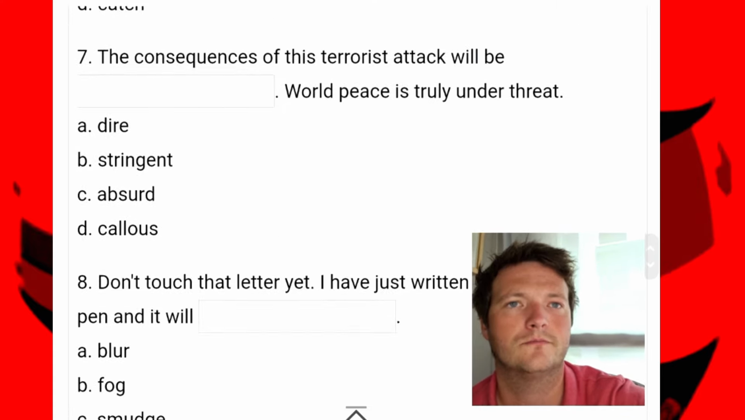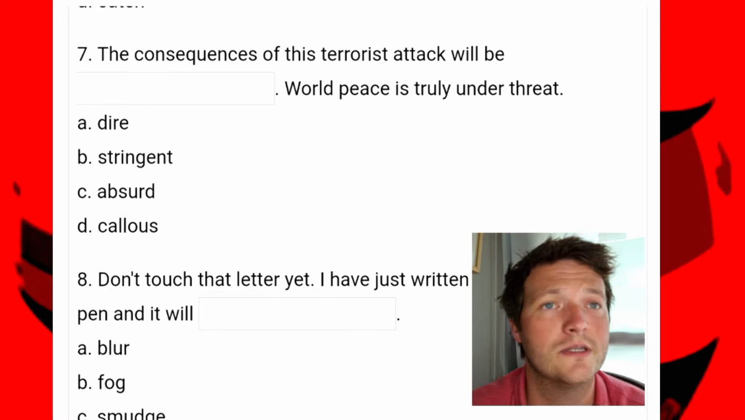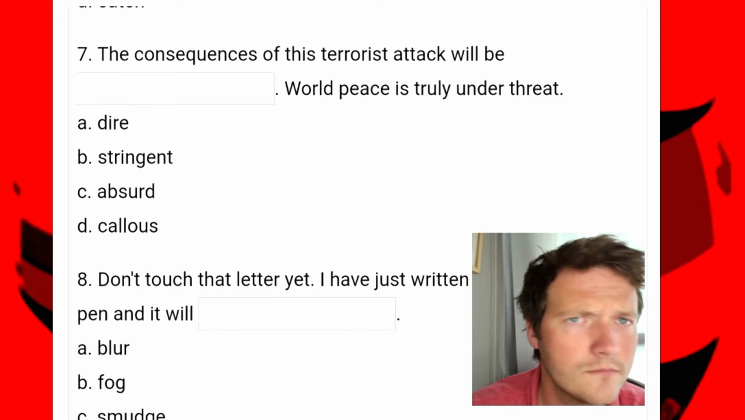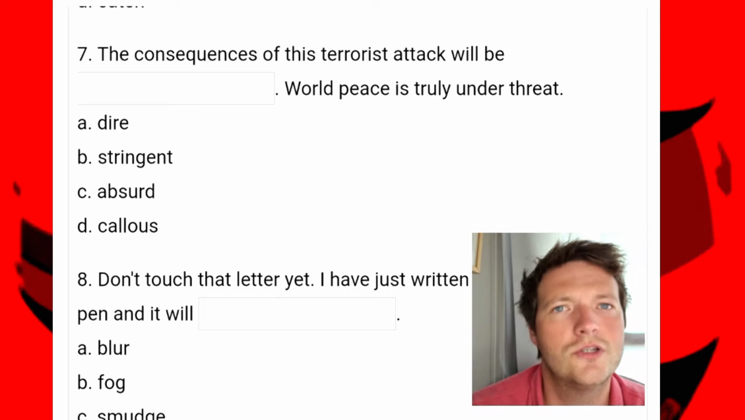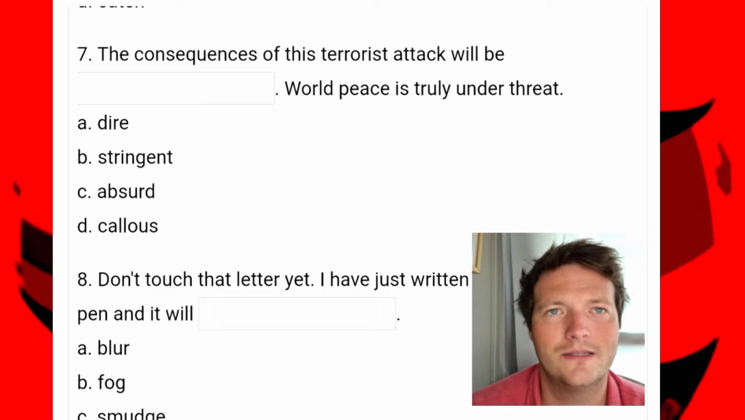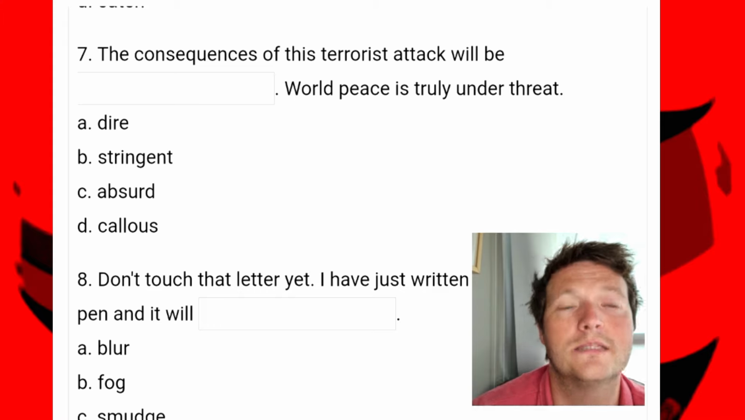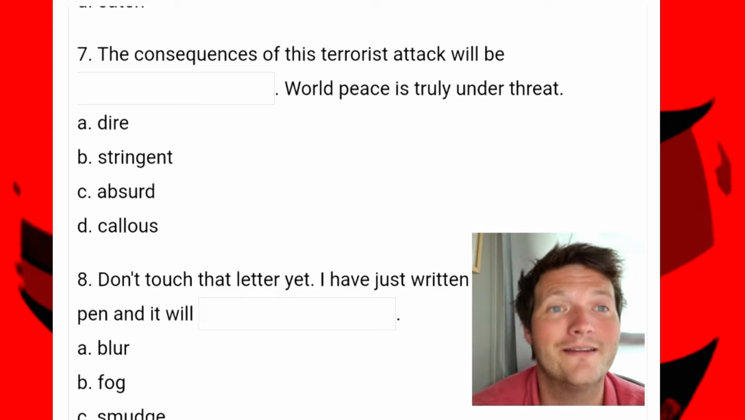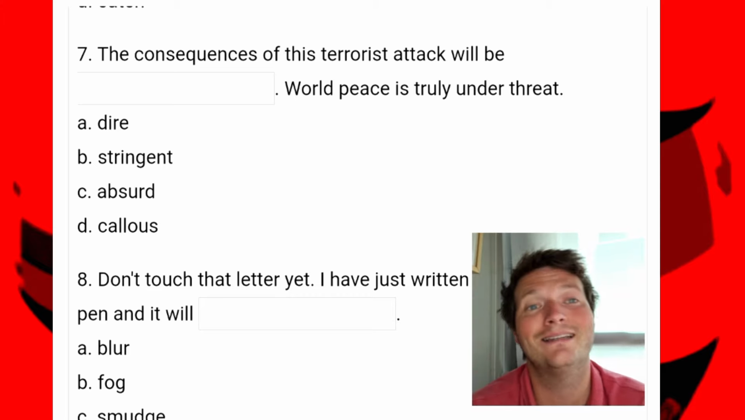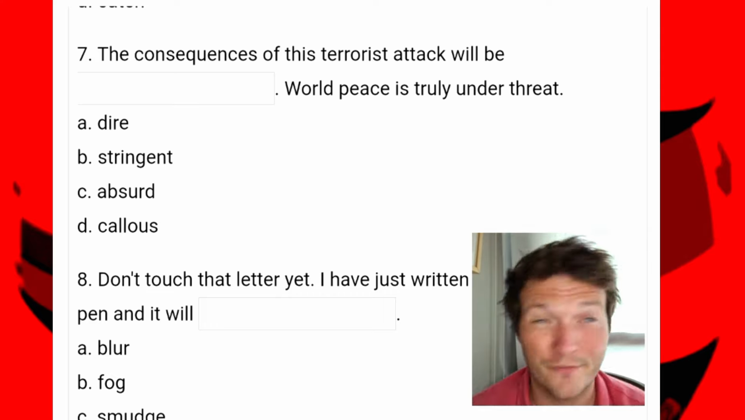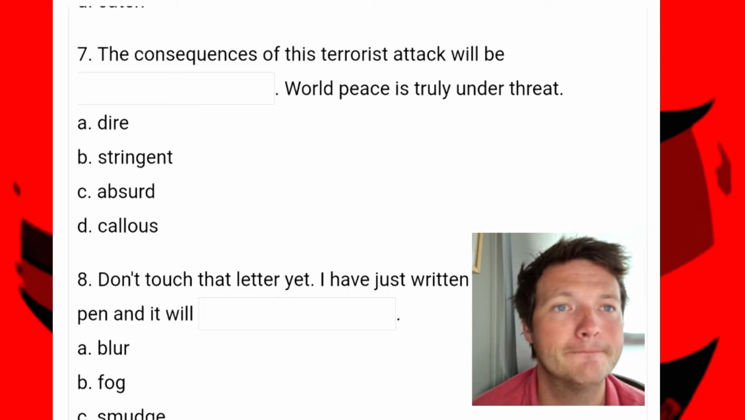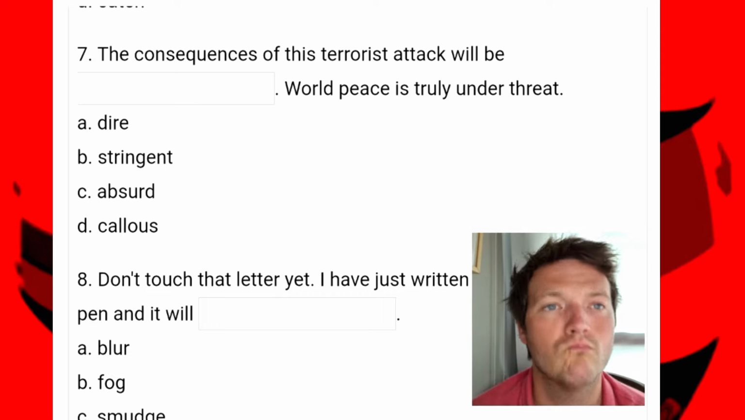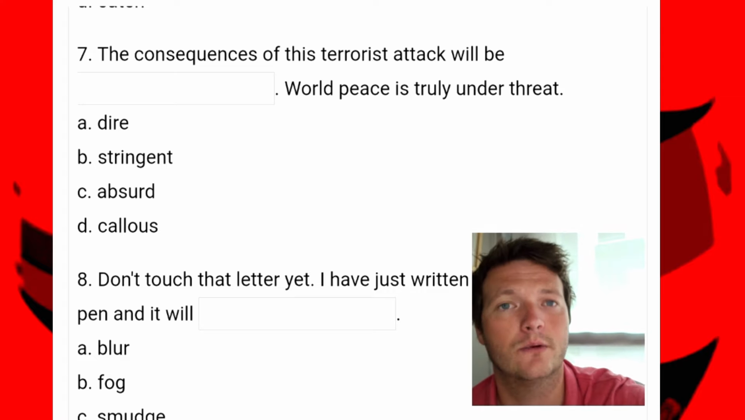Okay, 7. The consequences of this terrorist attack will be dire, stringent, absurd, callous. World peace is truly under threat. Well, we talk about the consequences of something happening being dire. We talk about dire consequences. Very, very negative consequences. Yep, no doubt about that one.